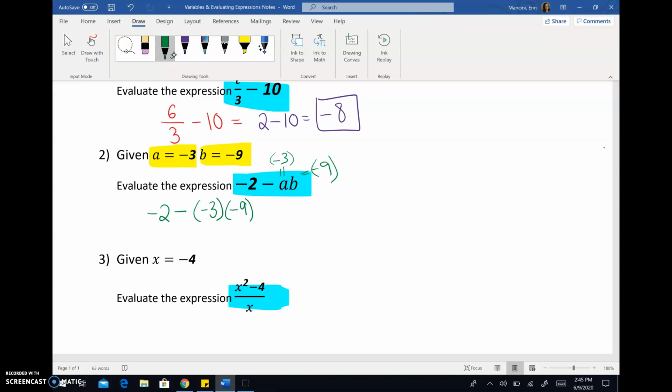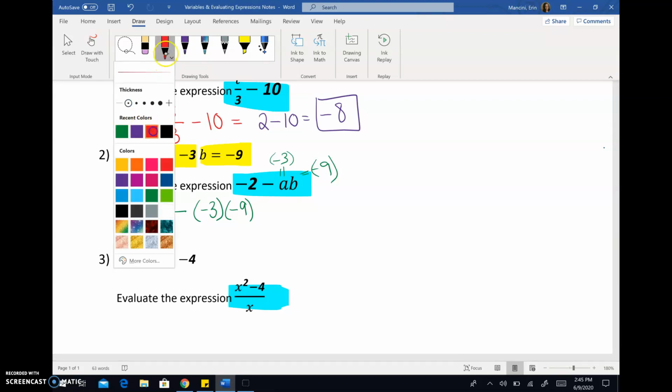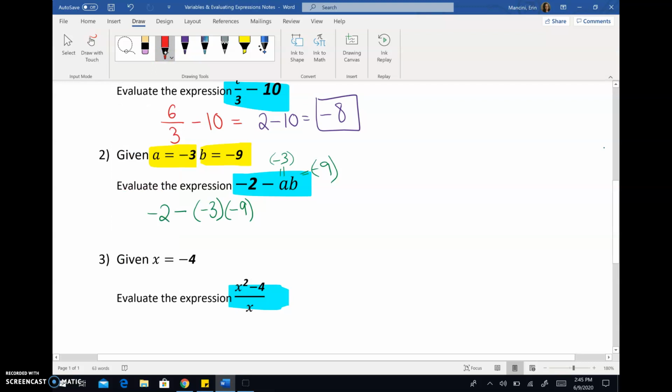Okay, because A is -3 and B is -9. Okay, there's a lot of signs there. That's why I threw it in parentheses. It's a little bit easier to look at now. But just remember, when you have parentheses next to each other like this, it means to multiply. And multiplying comes before subtraction. So we're going to multiply these two together first when we remember our order of operations.